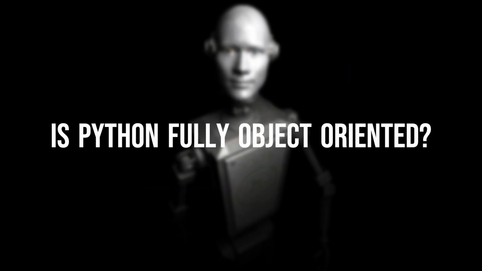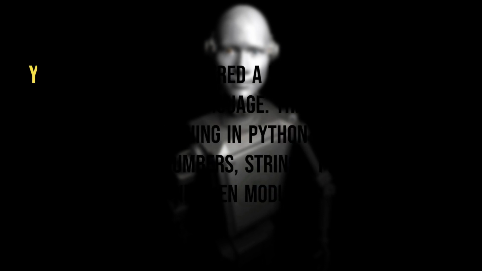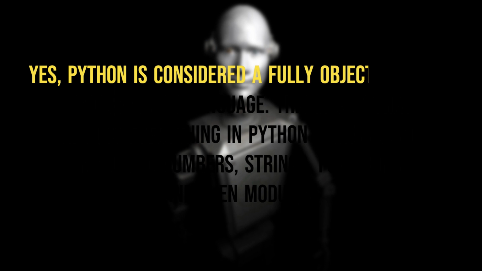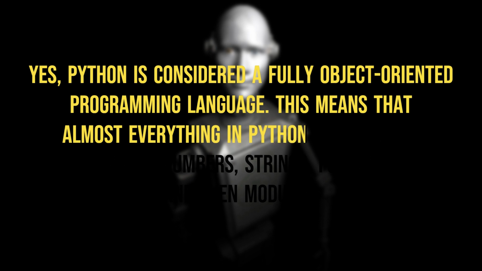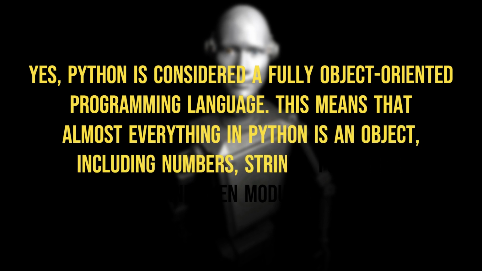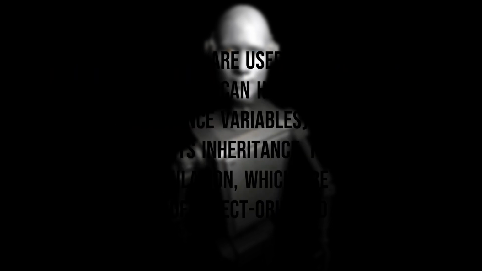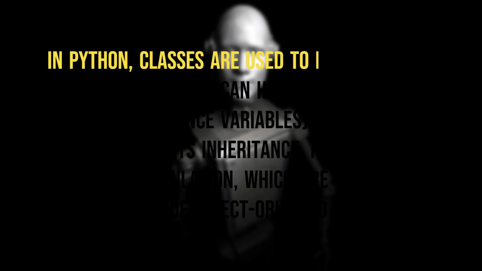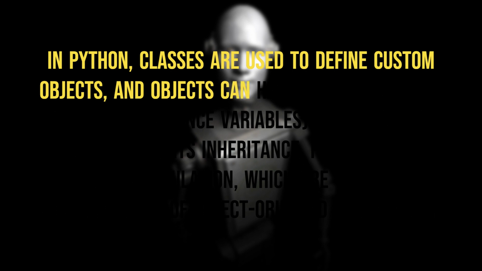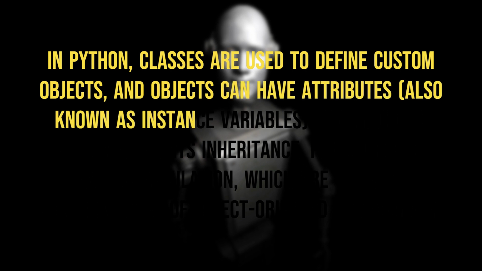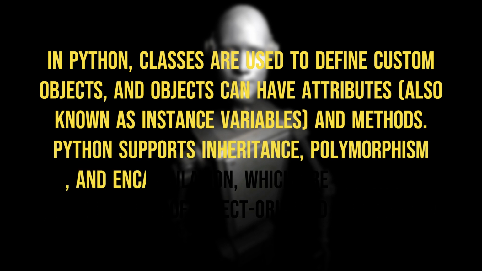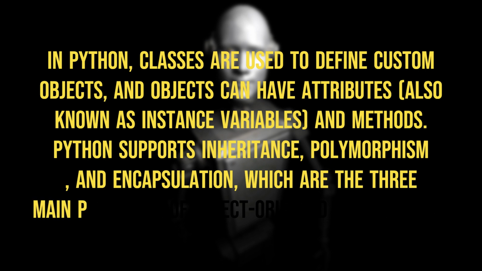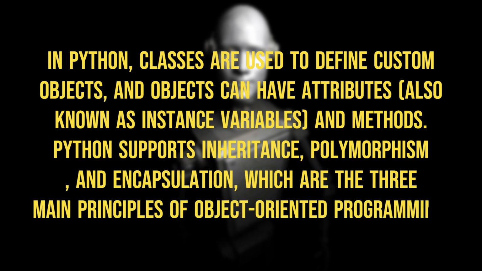Next question is, is Python fully object-oriented? Answer: yes, Python is considered a fully object-oriented programming language. This means that almost everything in Python is an object, including numbers, strings, functions, and even modules. In Python, classes are used to define custom objects, and objects can have attributes, also known as instance variables, and methods. Python supports inheritance, polymorphism, and encapsulation, which are the three main principles of object-oriented programming.